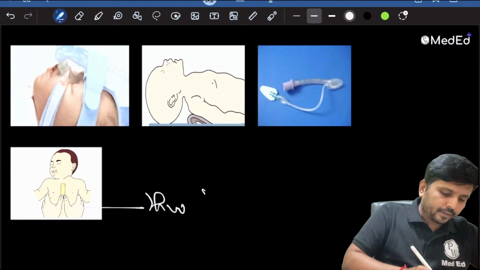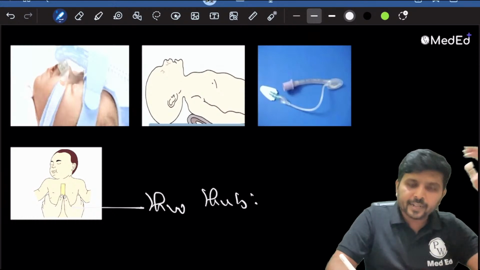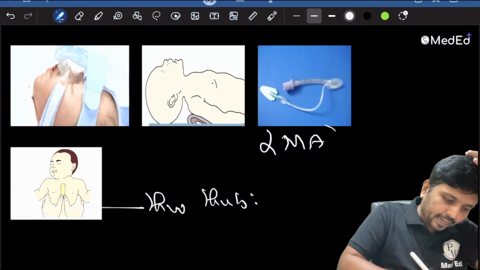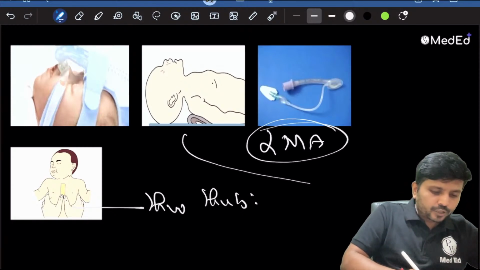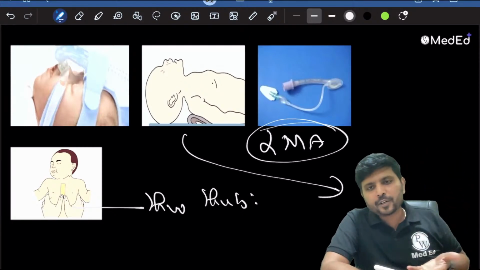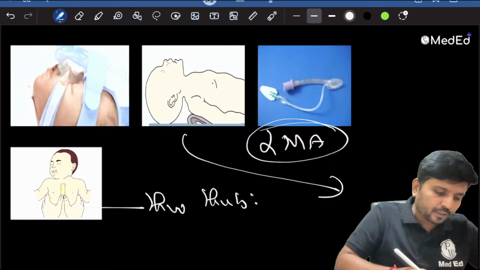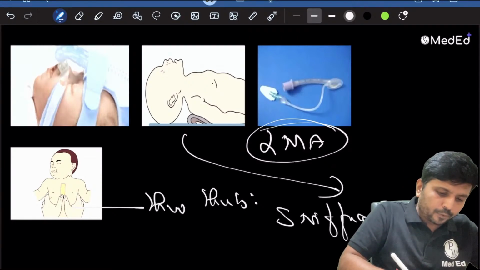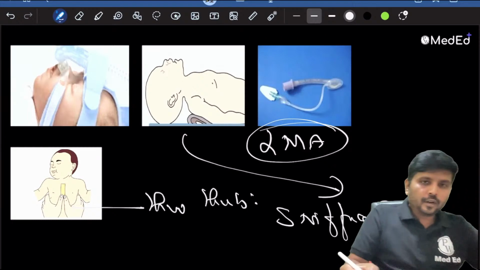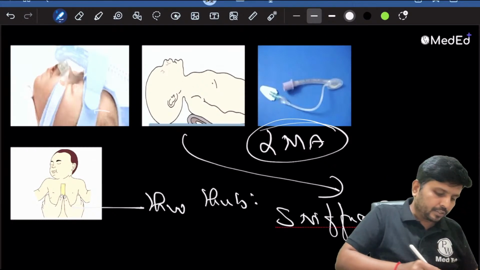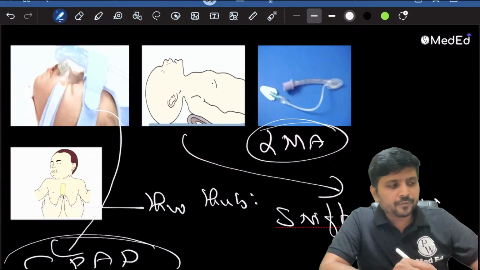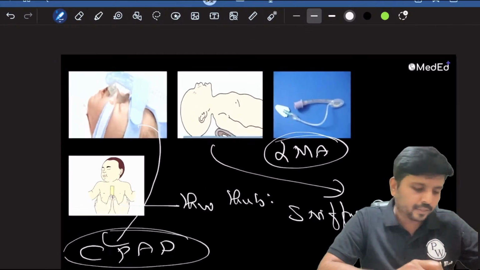Okay. So what is this? Two-thumb technique. Two-thumb technique should be used. What is this? This is called laryngeal mask airway. So what is this position called, with respect to newborn respiration? Sniffing position. And what is this? This is called CPAP. These are some of the newborn conditions that will be asked.